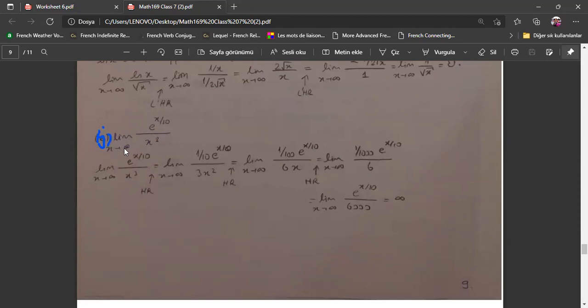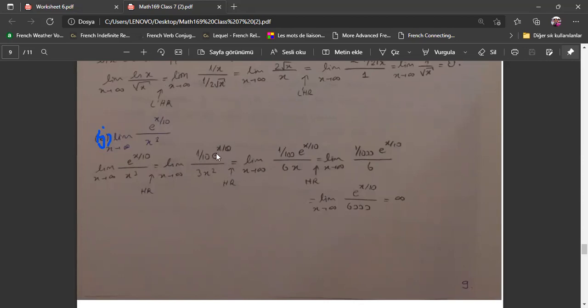Now, when x is approaching infinity, we have e to the x over 10, so it will be approaching infinity again. And the denominator is approaching infinity too. So we have infinity over infinity, then we can apply the L'Hopital rule. Taking the derivative of the first one, we get 1 over 10 times e to the x over 10. And the second one's derivative is 3x squared. So we have this now.